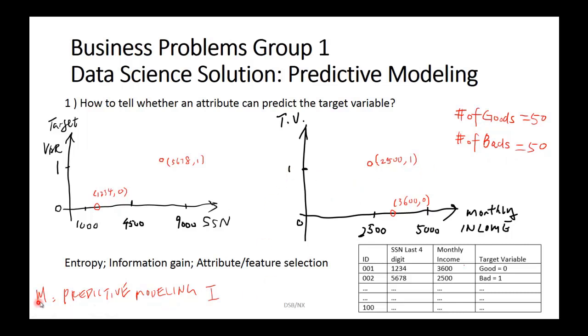In the module titled Predictive Modeling Part 1, we will be talking about how to quantify these differences with entropy and information gain, and how these two can be used to select most predictive attributes, the so-called attribute selection problem. In decision science, attribute and feature are synonymous to each other.